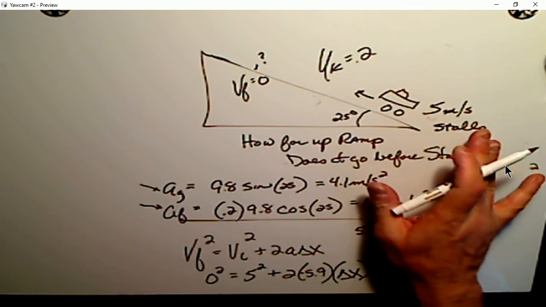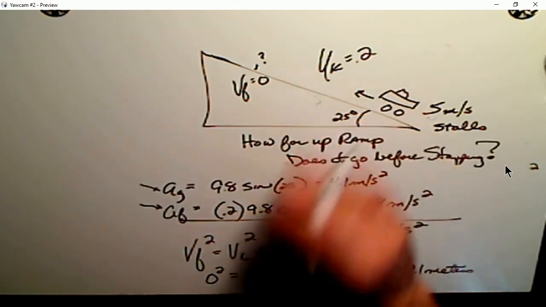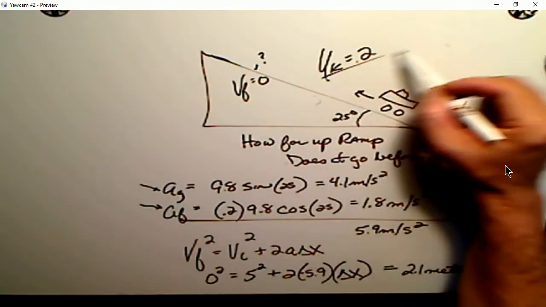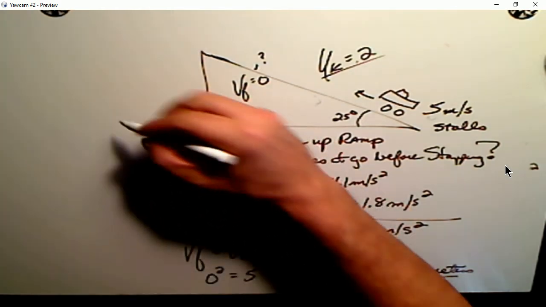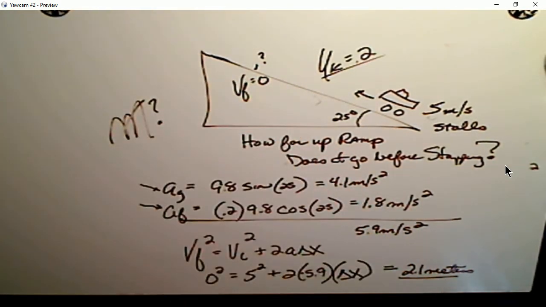So, if this is going up at 5 meters per second, and it stalls, it's a 25-degree ramp, the coefficient of friction is 0.2. How far up the ramp does it go before stopping? The answer being 2.1 meters. Notice that we didn't have to know the mass. Doesn't matter.